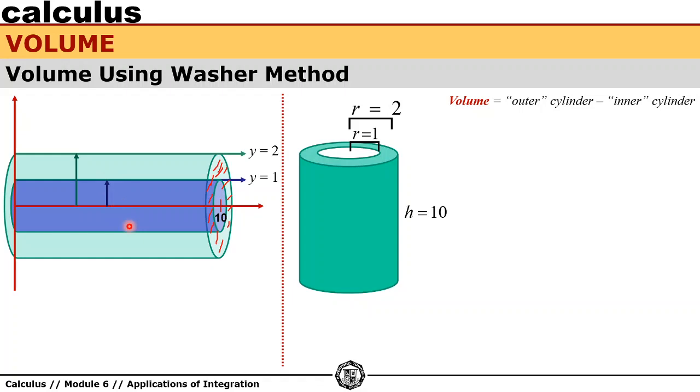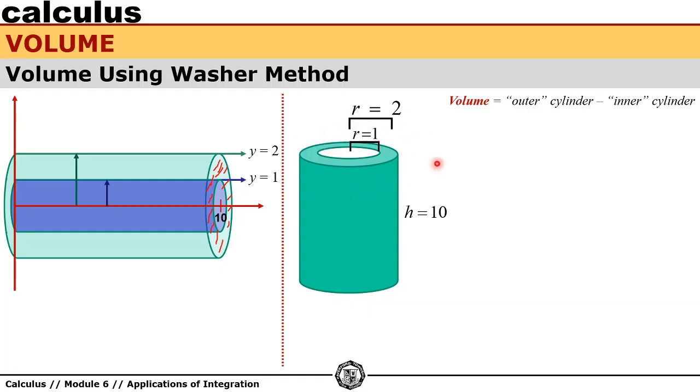One thing I'm going to recommend you get in the habit of doing is always drawing the line from the axis of rotation to the curve. Or in this case, when you have washers, you're going to draw the line from the axis of rotation to each curve involved in the problem.